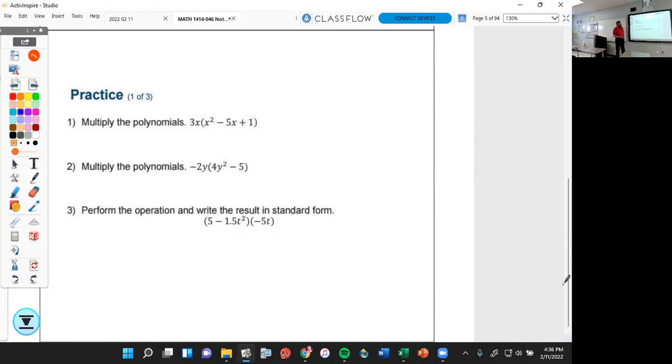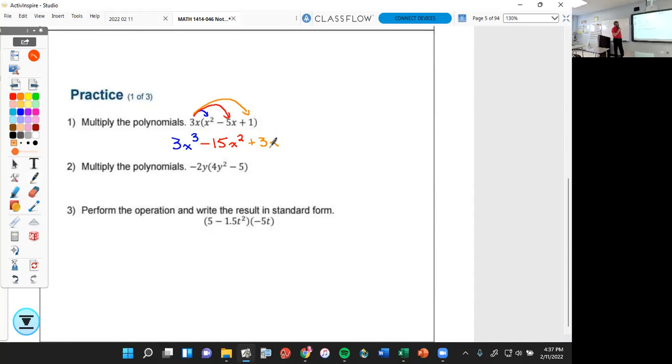The first problem, I have a monomial times a trinomial. So all I'm going to do is distribute this 3x. So 3x times x squared is 3x to the third power. 3x times negative 5x would be negative 15x squared. And of course, 3x times 1 would be plus 3x. And so that's all we have to do to number 1.